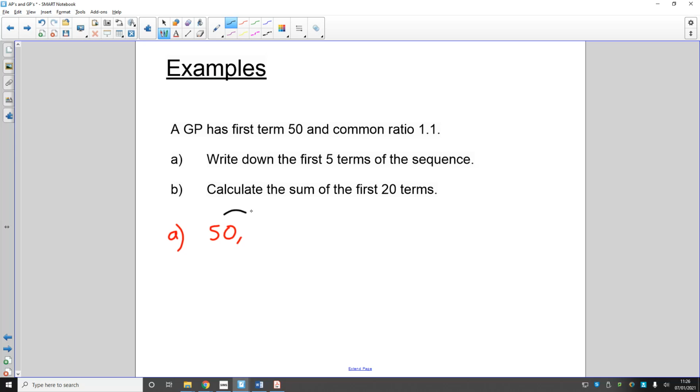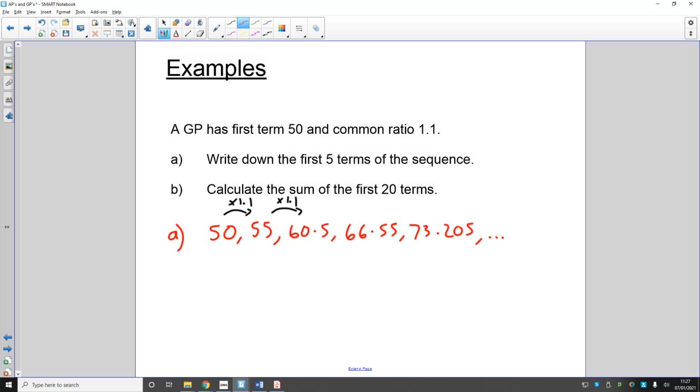So to get the second term, we need to multiply it by the common ratio. To get the third term, we multiply it by the common ratio again, and so on. So we will end up with 55, and then the next term, when we multiply that by 1.1, will give us 60.5, and just keep doing that. So we've got 66.55, and the fifth term will be 73.205. And as you can see, those terms are getting much bigger. Eventually, they will go off to infinity.